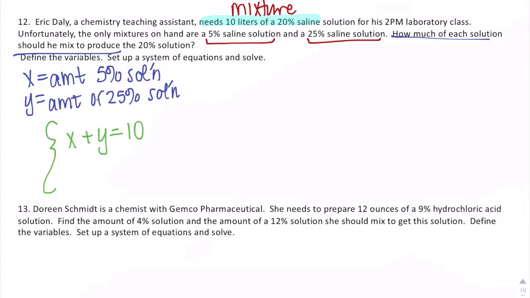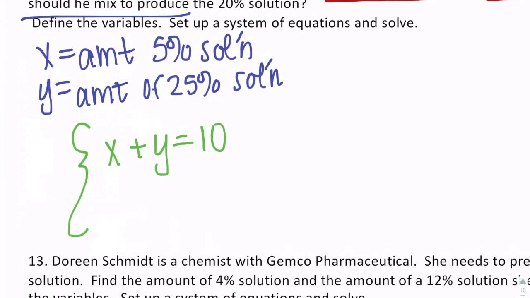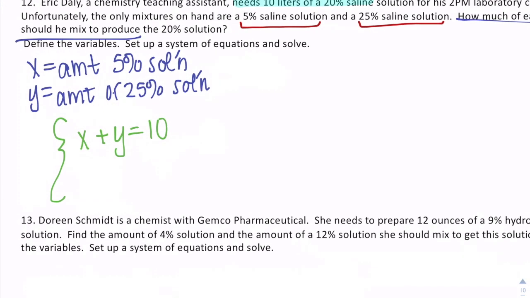Now, this is where the percents come in. This is my chemical. How much saline is actually in the 5% solution? It's 5% of however much there is. So 0.05x plus however much saline is in the 25% solution, so 0.25 of y equals, how much saline is going to be in the new mixture is the question.